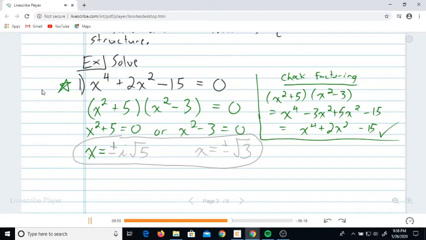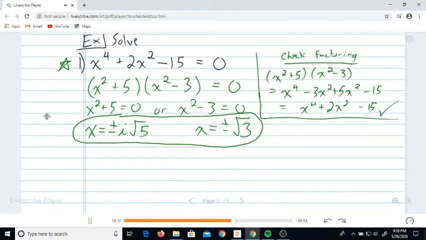Here we get plus or minus i root 5. Over here we get x equals plus or minus square root of 3. So here we actually get 4 solutions. I get those from applying the square root property. So remember, when you use the square root property, don't forget the plus or minus. So we get 4 solutions, 2 of them real, 2 of them complex.